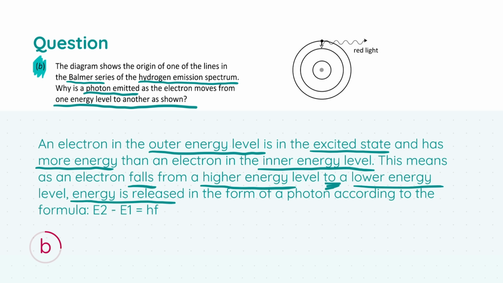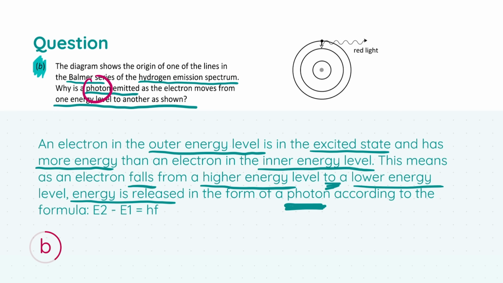And this relates back to the start of the question, where we're asked about this photon. How does the photon come into this? Well, when energy is released, that energy is released in the form of a photon, which is exactly what we're required to explain here. That energy falling from that higher excited state down to that lower ground state, the energy difference, is released in the form of a photon.